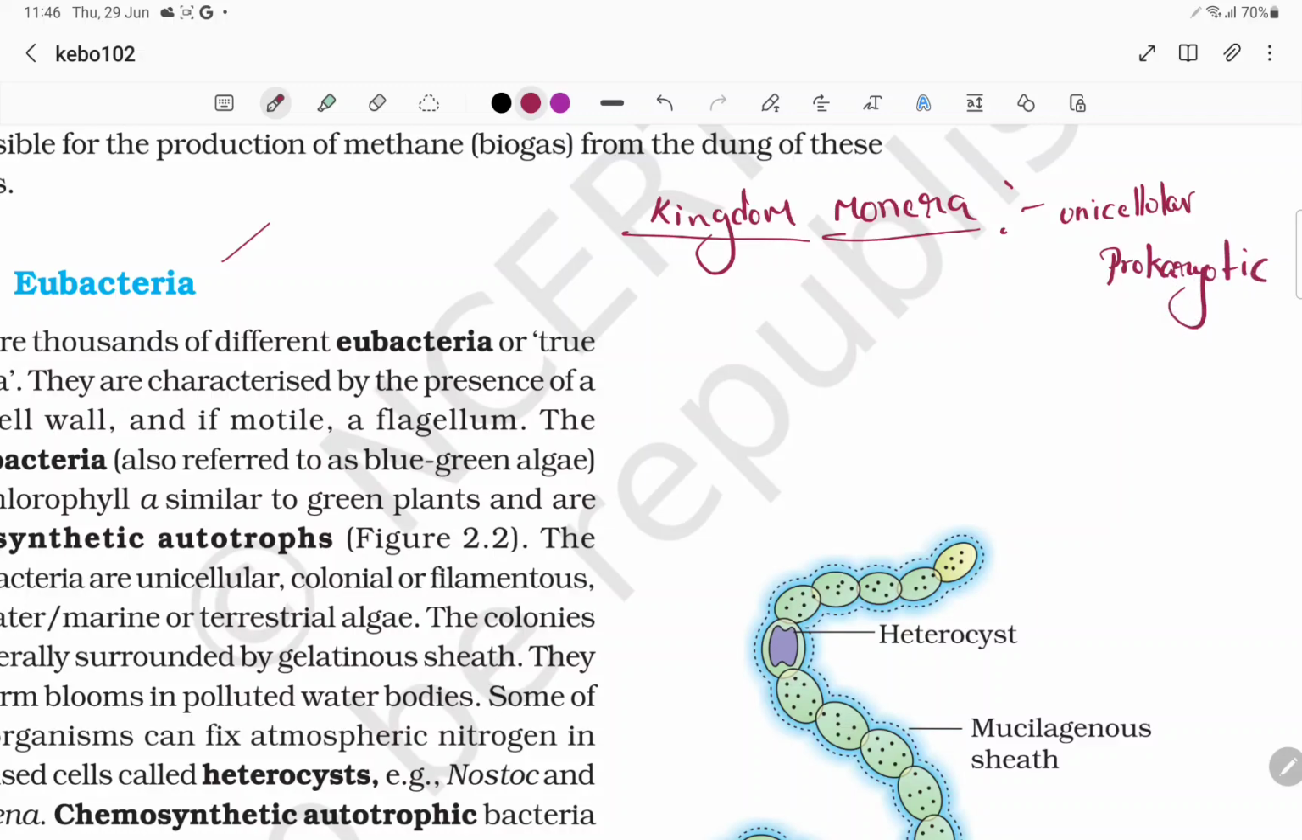This is unicellular prokaryotic, right? And coming to the next thing, they don't have any nuclear membrane. They are unicellular, having subcellular organization. Cell wall is present. Nuclear membrane is absent.